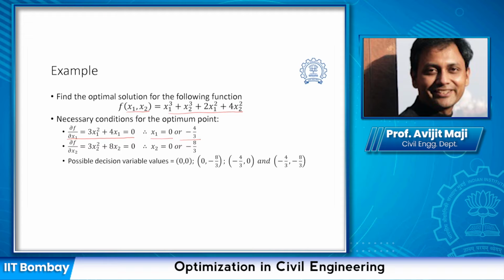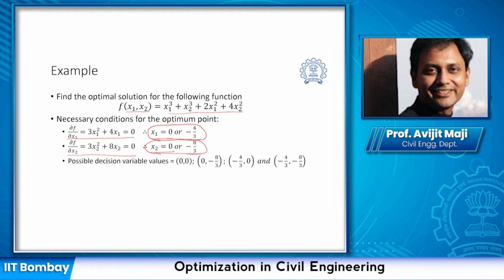Now the same function, if we do the partial derivative with respect to the second variable x2, we get this function, which we equate to 0, and we'll get the x2 value as either 0 or negative 8 by 3. We know these are the 2 points for x1 and these are the 2 points for x2 where the slope is going to be 0.